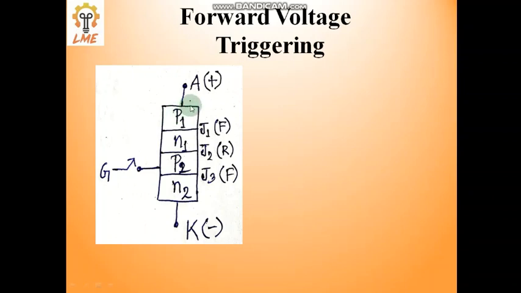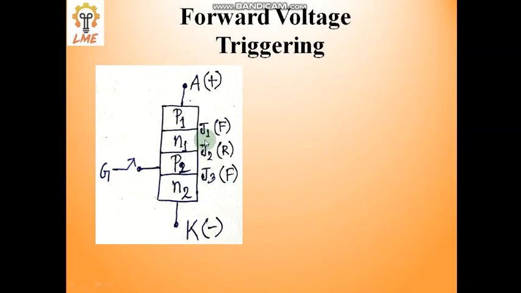What we know already, this portion is clear in the VI characteristics. Just revise once over here: forward voltage triggering means anode is connected to positive, cathode is connected to negative, and gate is open. This is the main thing. Here we are not using the gate for triggering the SCR. Anode positive, cathode negative, that is why junction 1 is forward, junction 2 is reverse, junction 3 is forward.